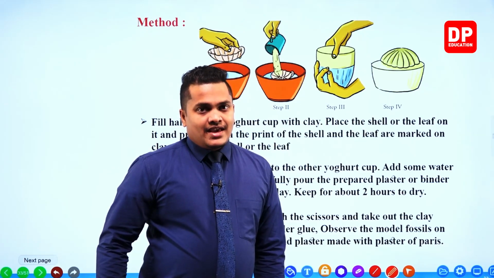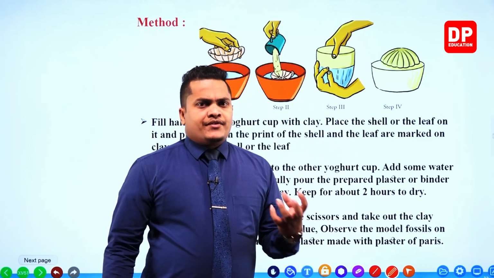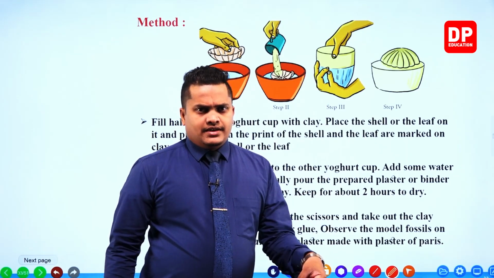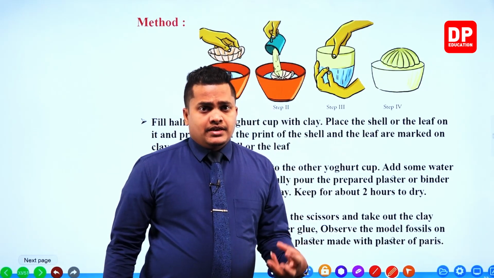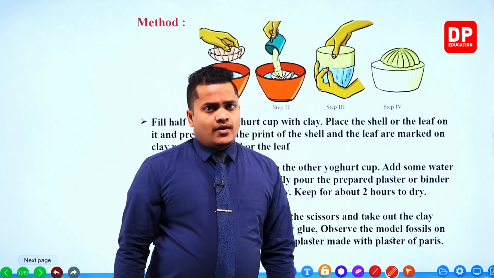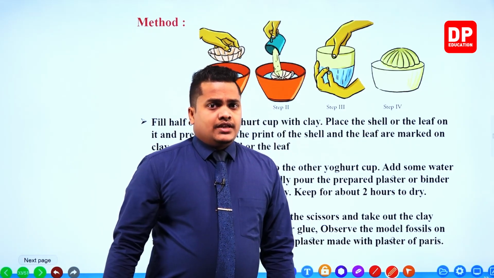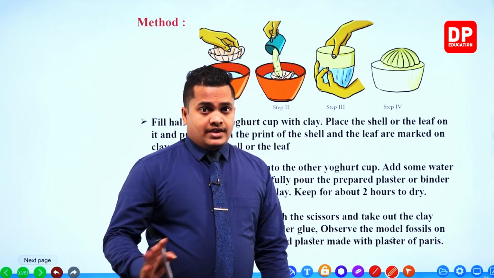So this is the way of making a fossil. It's very simple. What you have to do, you have to take clay or plaster of Paris, then you have to place that particular shell. You have to get a good imprint. Then you have to put some binder glue onto it, or else, if you want, you can put the plaster of Paris as well. Then you have to cut and remove the yogurt cup after drying out.